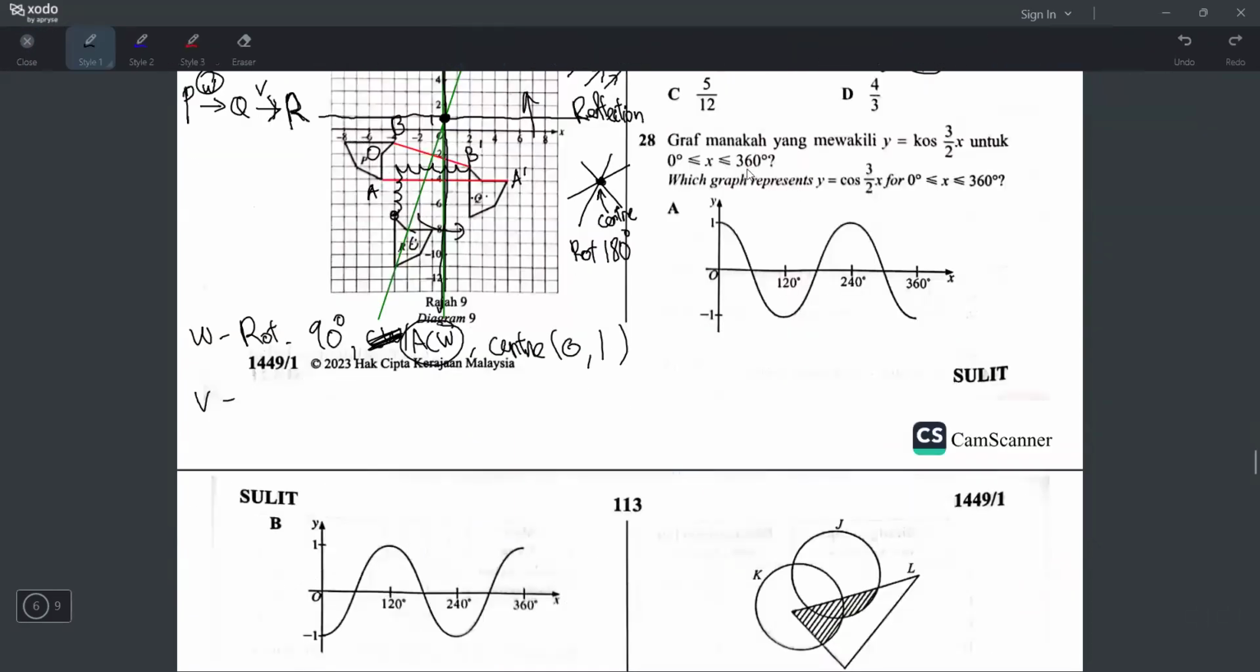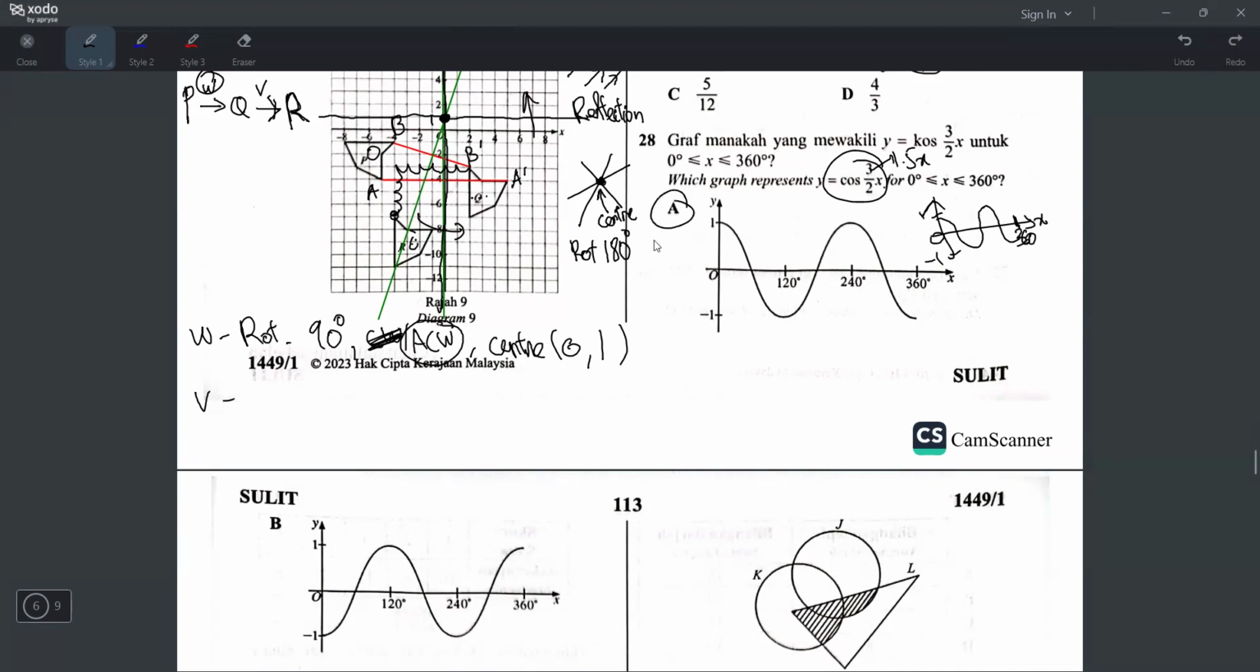Okay, let's continue. 28. Which graph represents y equals cos 3 over 2 x for 0 until 360 degrees? If the value before x here is 3 over 2, 3 over 2 is 1.5. It means you have to draw the cos graph, but you have to draw 1.5 cos graph. One cos graph is like this. So you have to draw 1.5, and you have to make sure it ends at 360. Dia habis dekat 360. And the maximum value, minimum value will be 1, -1, sebab kalau dia tak ada number sini means 1 lah.